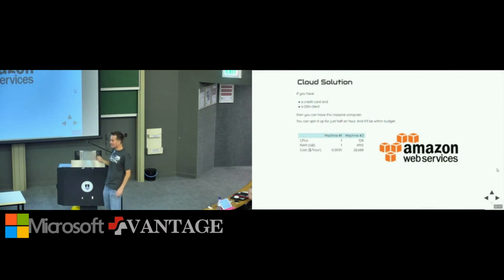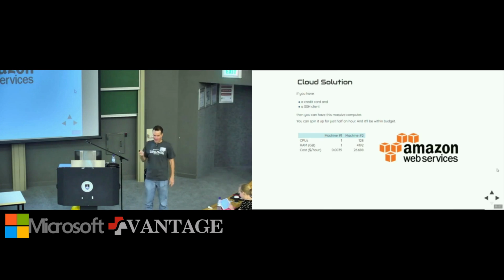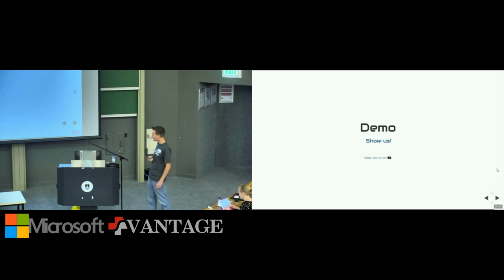Okay, but fortunately, thanks to Amazon and some other people, it's perfectly possible to get what you want for a reasonable price. If you look at these 2 machines here, machine 1 with 1 CPU and 1 gig of RAM for a third of a cent per hour, and something pretty big for $26 an hour. So I reckon I can definitely have the machine that I'm after at the right price.